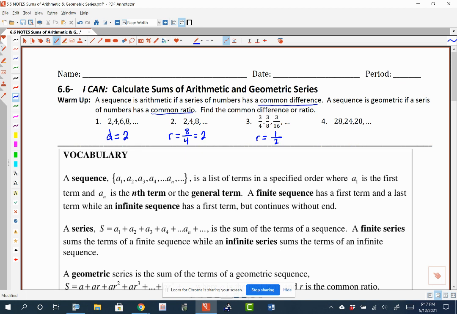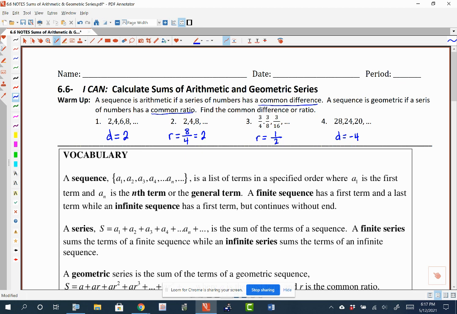Okay, problem 4. It looks like it's decreasing, first of all. It's going from 28 to 24, so that would be a subtraction. And then 24 to 20, so that's also a subtraction of 4. So I feel like this is a common difference, subtracting 4 or adding negative 4, which you could think of either way. So that's a quick reminder about those two kinds of sequences.